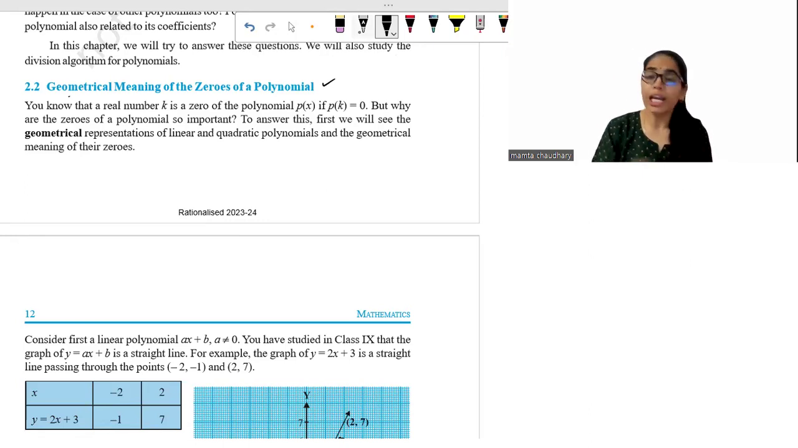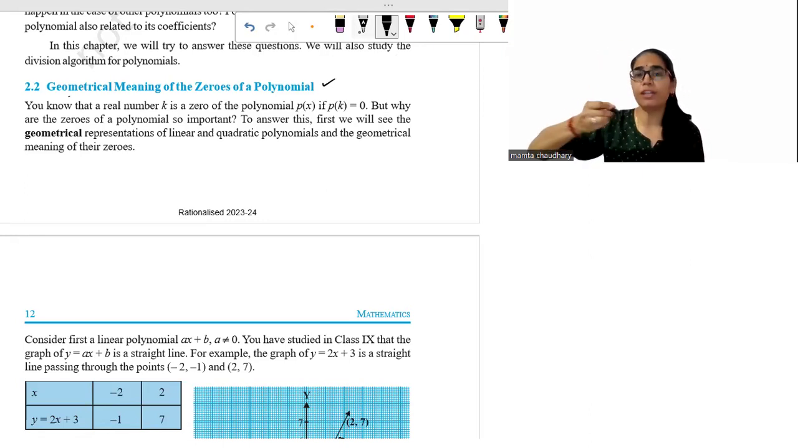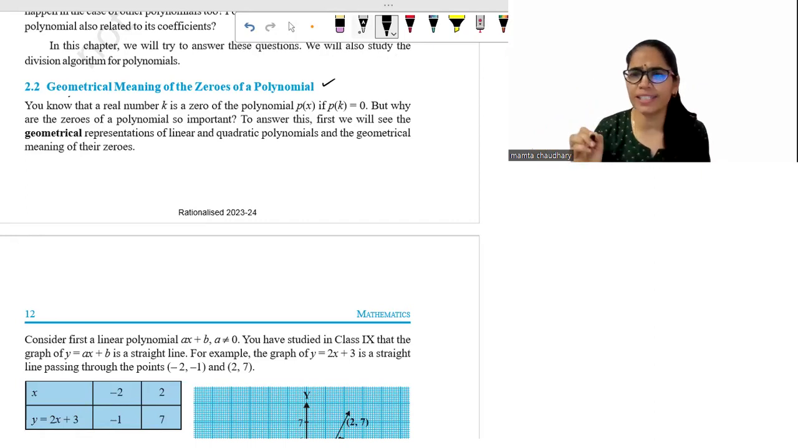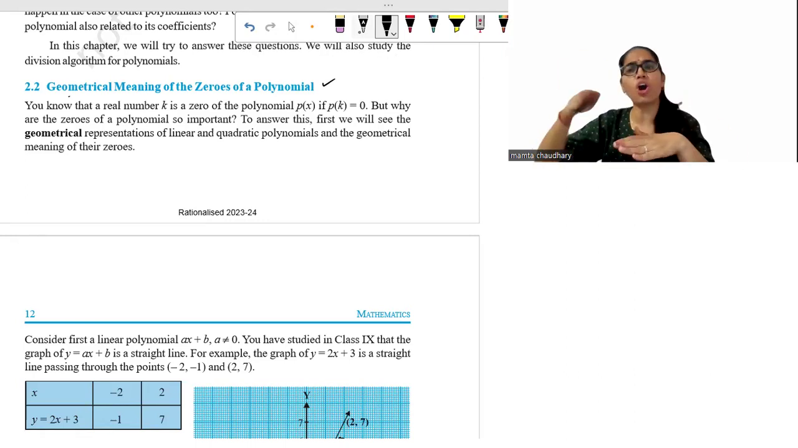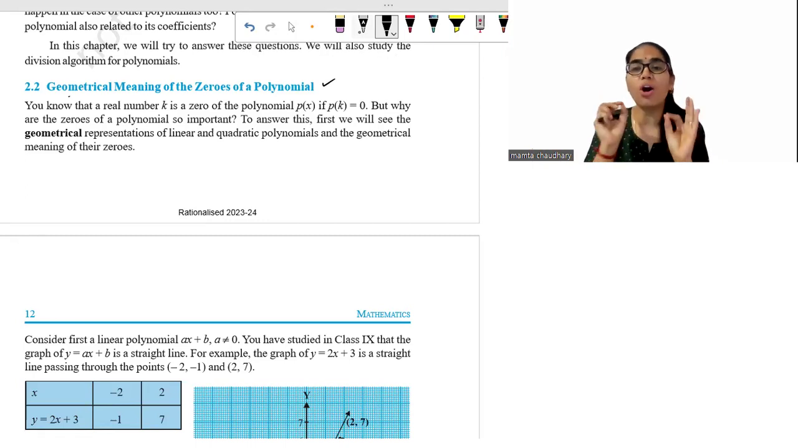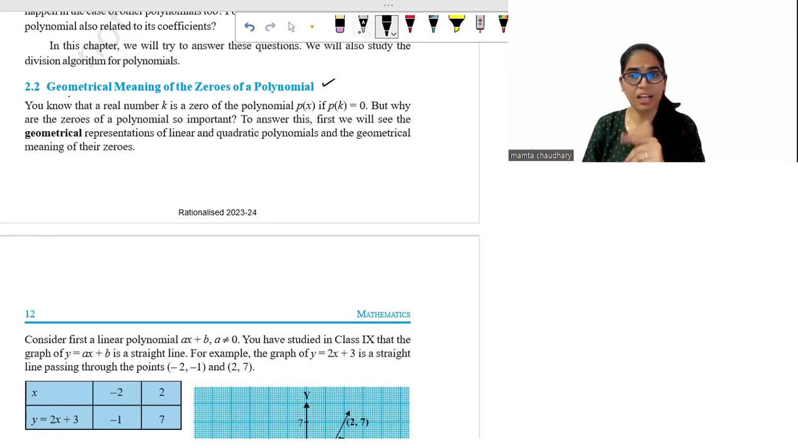It means if a graph is touching the x-axis one time, it will have 1 zero. Two times, it will have 2 zeros. Three times, it will have 3 zeros, like that. Whether it is touching or crossing, you need to check only and only the x-axis, if the polynomial is in x. If a polynomial is in y, then you need to check the y-axis. But here most probably you will get the x-axis only.